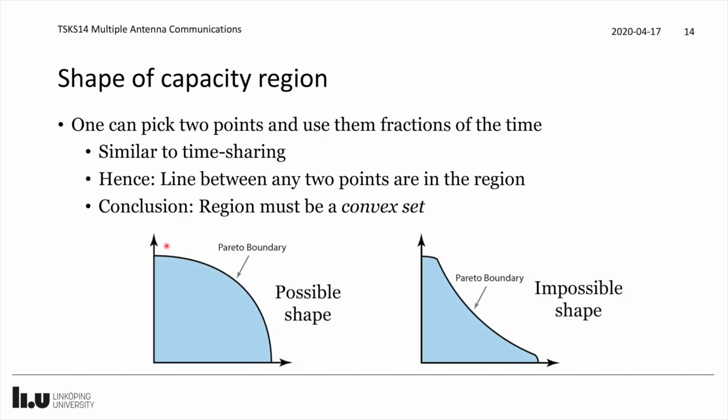So here is a possible shape of a capacity region where we have these blue points that we can choose between, and if you take 2 points and draw a line between them, well, then we are still inside the region. Here is an alternative shape that is not possible for the capacity region, because if we take this point here and that point here and we draw a line between them, then we will get operating points that are outside the region. So this is not a capacity region, while this can be a capacity region. And the boundary here is called the Pareto boundary.